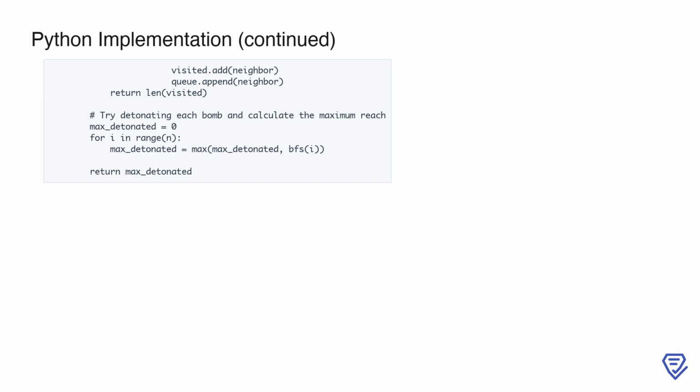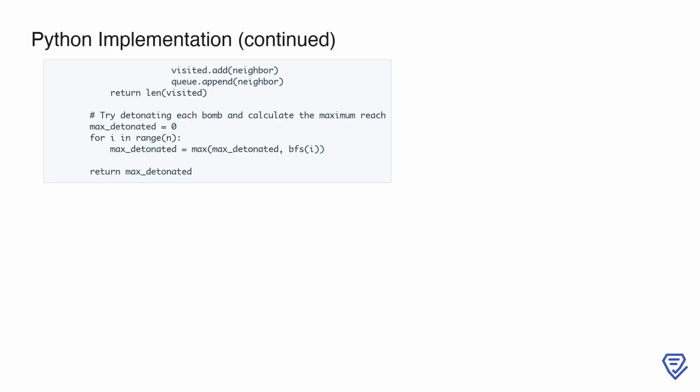With the BFS function ready, we now calculate the maximum number of bombs that can be detonated. We iterate through each bomb and call BFS on it to determine the reach of a chain reaction starting at that bomb. Using the max function, we keep track of the highest number of bombs reached across all possible starting points.